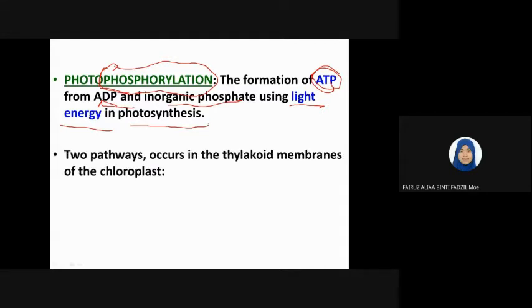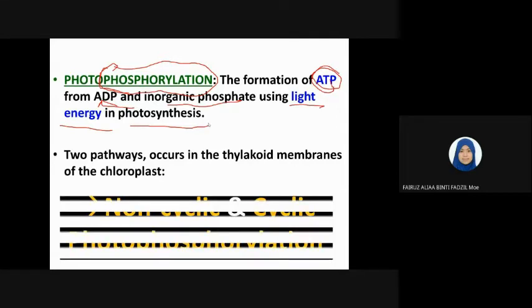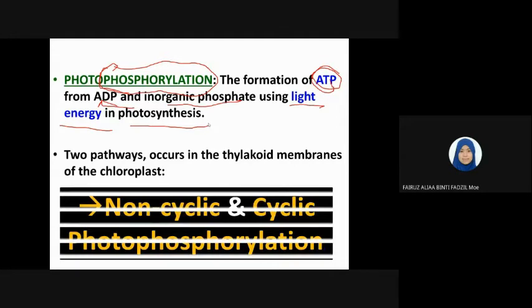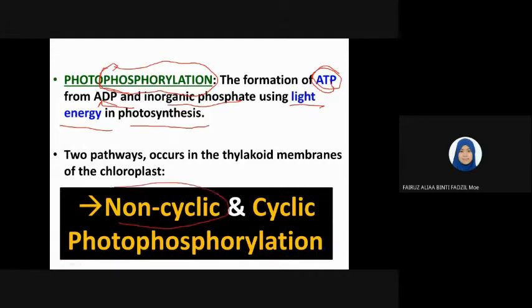And then for photophosphorylation, there are two types. One is non-cyclic, tidak kitar. Another one is cyclic photophosphorylation, kitaran. This cyclic and non-cyclic actually refers to the electron flow.